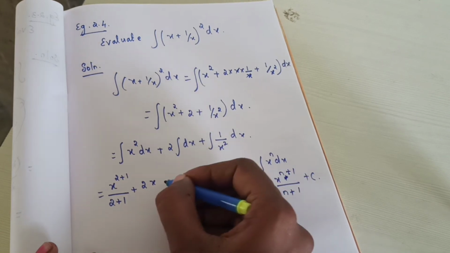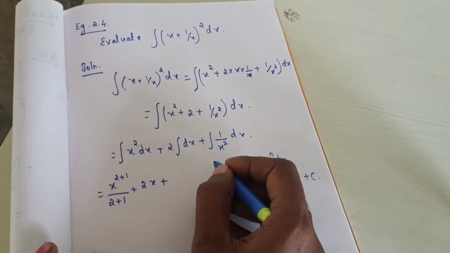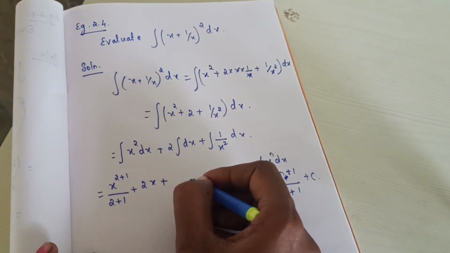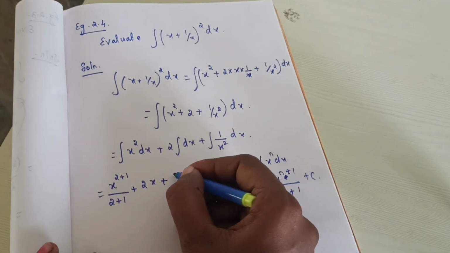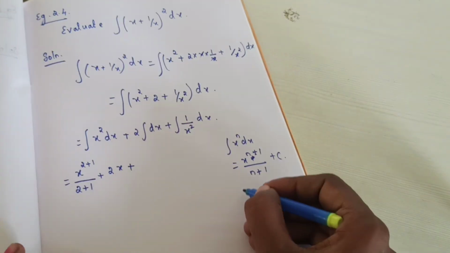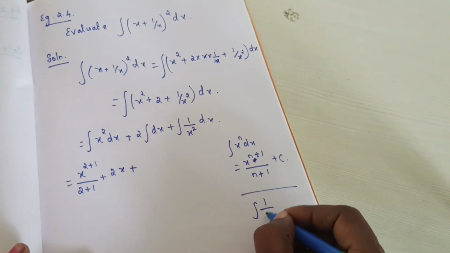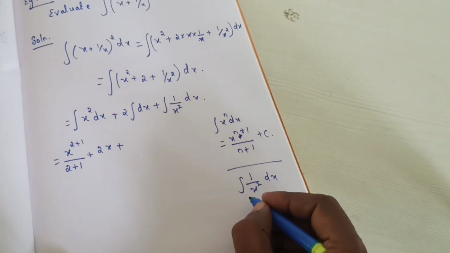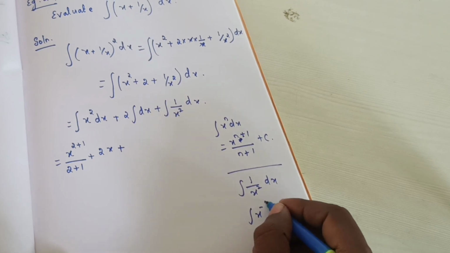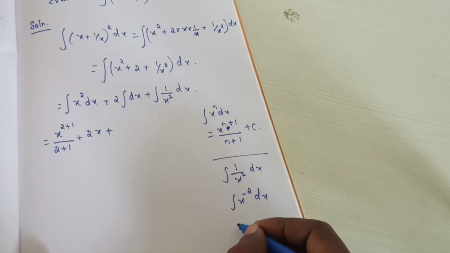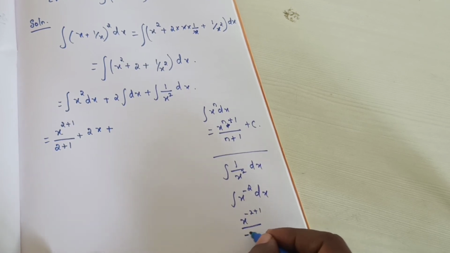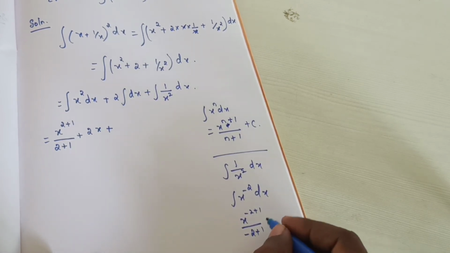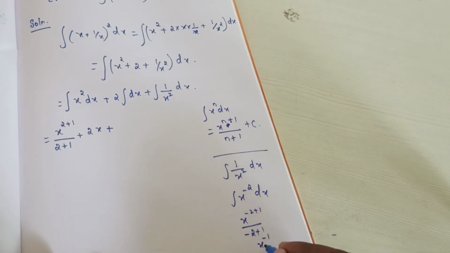Integration of dx is x. Plus, you can bring this to the numerator. Okay, so what will happen? Separately I am doing for that. So integral of 1 by x square dx means I will bring this to the numerator, so integral of x power minus 2 dx. Now apply. So x power minus 2 plus 1 divided by minus 2 plus 1, so what will happen? x power minus 1 divided by minus 1, correct?